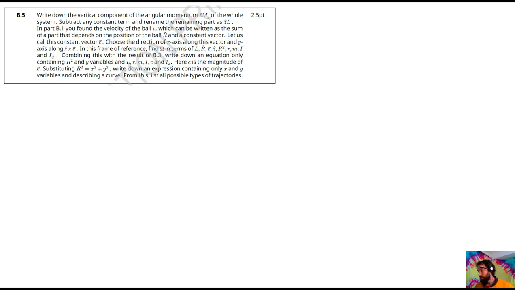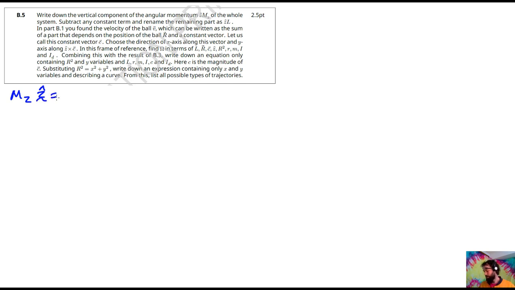The first bit they want us to do is find the angular momentum for the system, and they want us to find the part of the angular momentum that can change over time, so ignore any kind of constant components. So let's start by doing that. Let's write an expression for the angular momentum. In this case, we're only considering the z direction of angular momentum, and we're going to call the total angular momentum Mz. This is in the z direction.